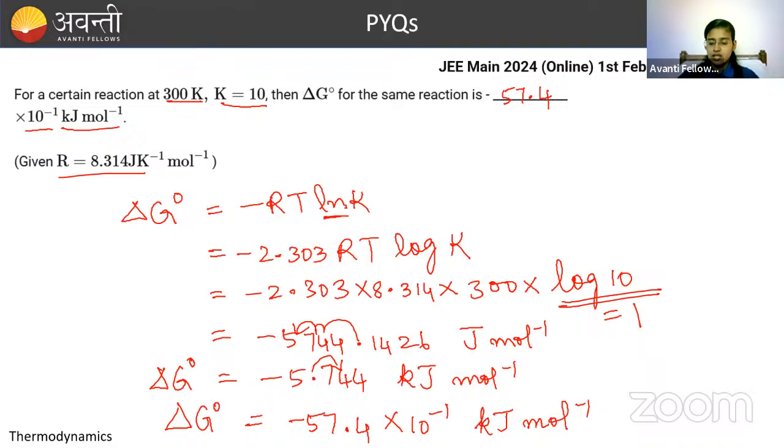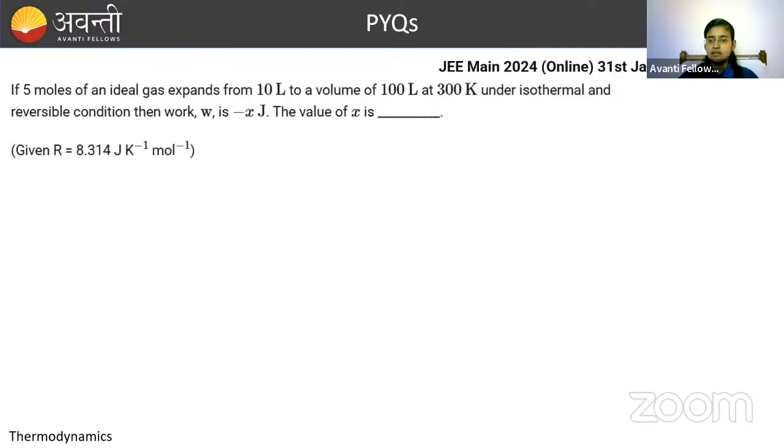All right, so coming to the next question. If 5 moles of an ideal gas expands from 10 liter to a volume of 100 liter at 300 Kelvin under isothermal and reversible condition, then work is minus x joule. The value of x is? So what we have to do? We have to find out the work. And they have said that the process is reversible and isothermal.